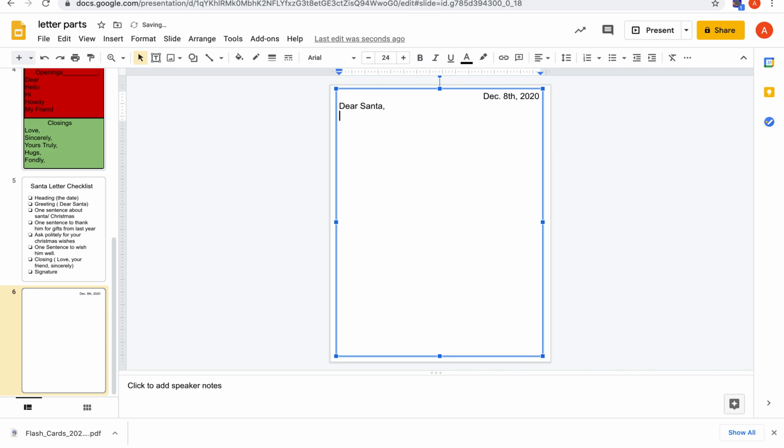Now, we said the first thing we're going to write in our letter is one sentence about Christmas or Santa, just how you feel. So, I think I'm going to write, I love Christmas time in Snyder. So that's one sentence about Christmas. Now, could you write something else? I love you, Santa. Something along those lines. Something about Santa and Christmas.